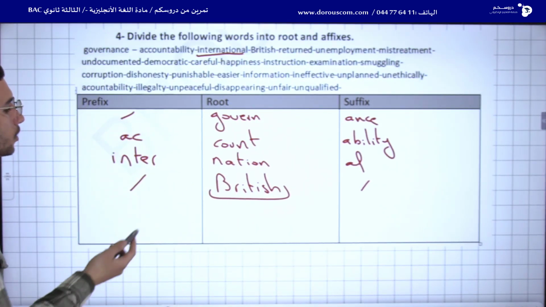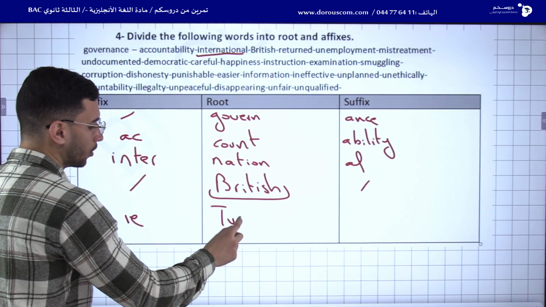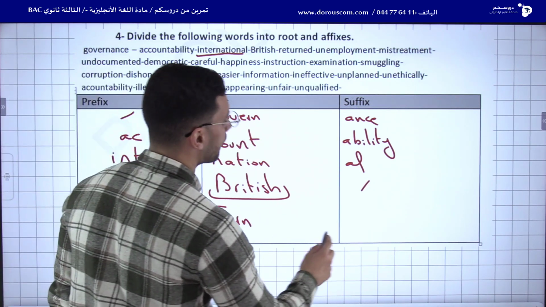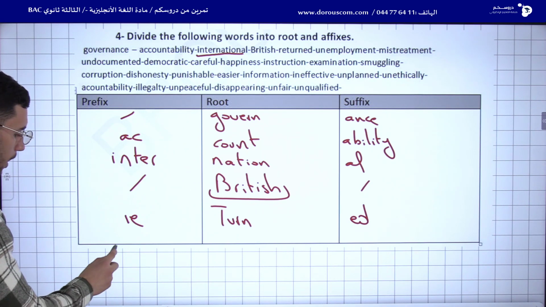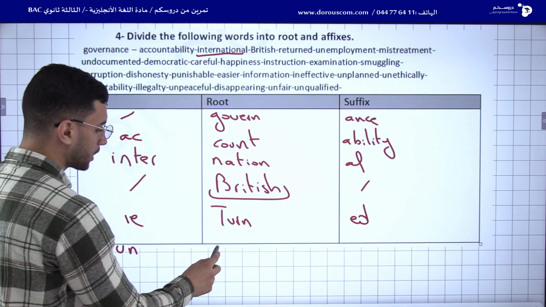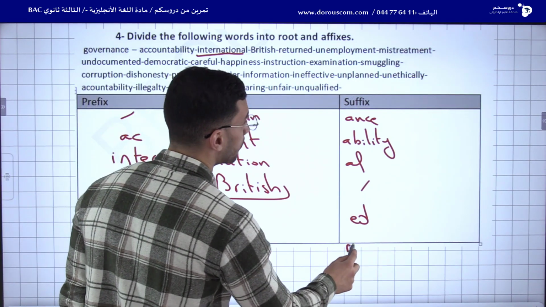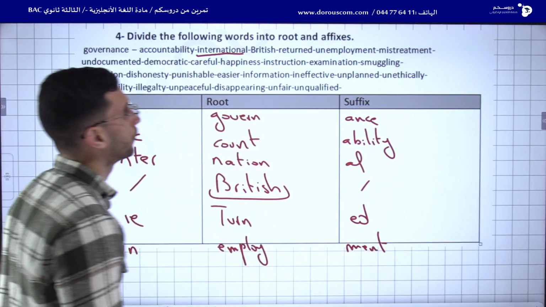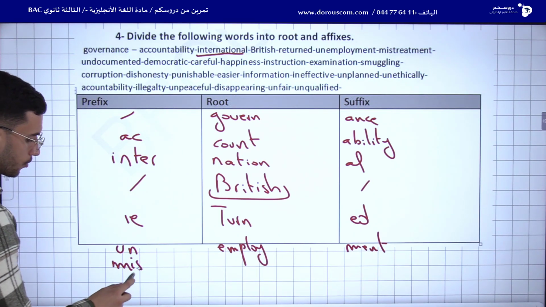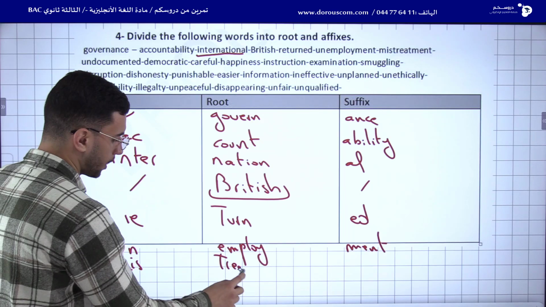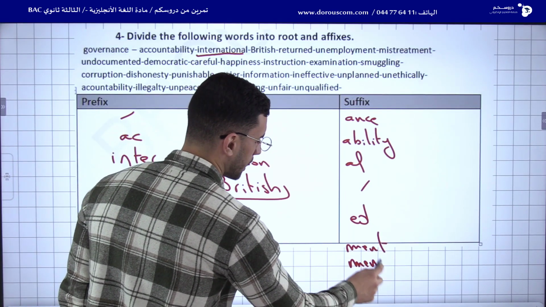Returned. We have re as a prefix. We have turn, or the verb to turn, as a root, and we have ed as a suffix. Great. We have employment. We have em as a prefix. Employ, or the verb to employ, as a root, and we have ment as a suffix. We have mistreatment, miss as a prefix, treat as a root, and ment as a suffix.